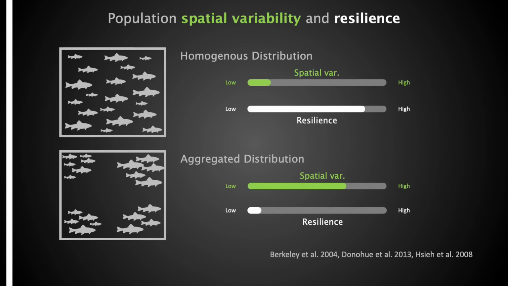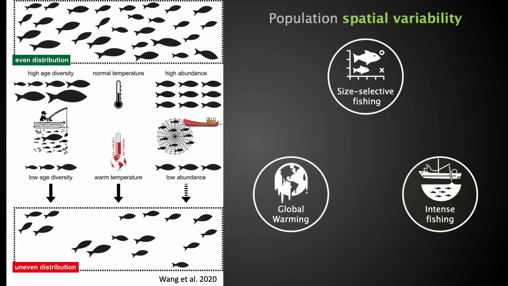One of the factors that influences population resilience is its spatial variability. Several studies showed that populations with highly aggregated spatial distribution exhibit less resilience to a changing environment. And in fishes, the spatial variability was shown to be mainly affected by size selective fishing, global warming, and intensive fishing.